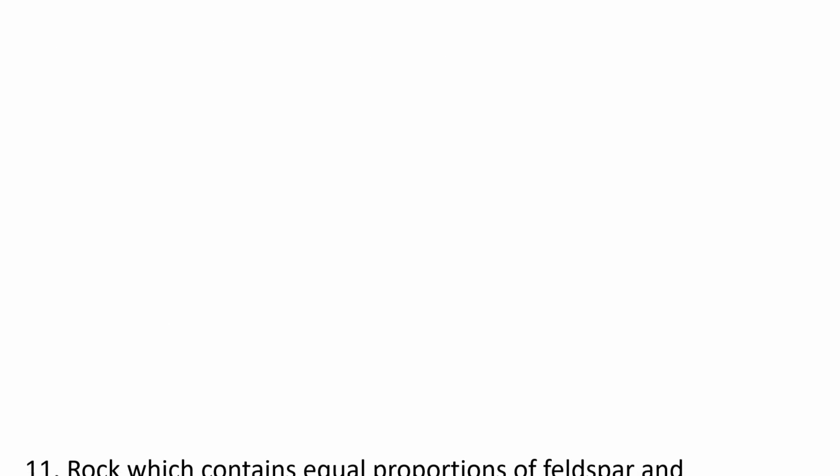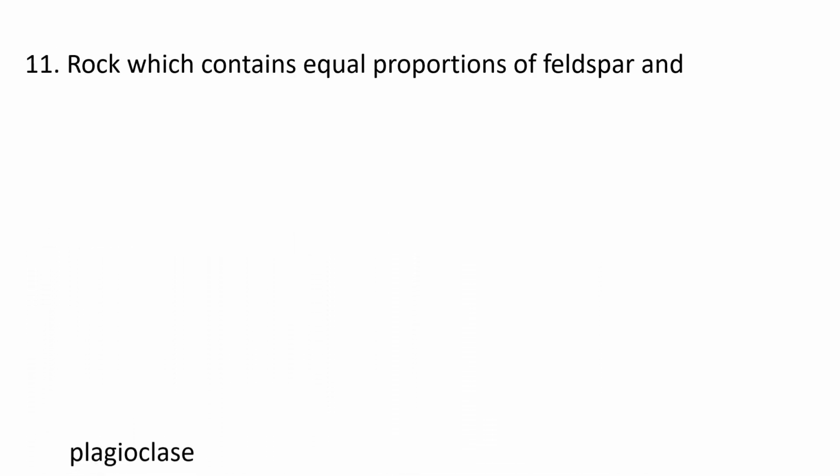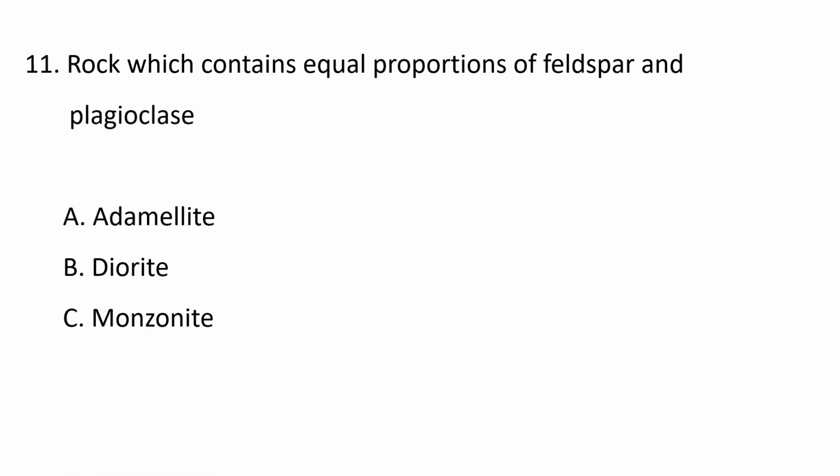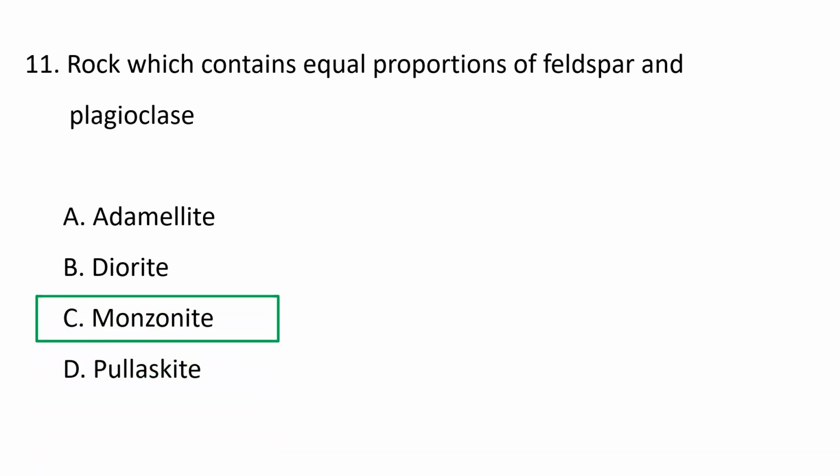Next question. Rock which contains equal proportions of alkali feldspar and plagioclase is known as A. Adamellite, B. Diorite, C. Monzonite, D. Pulaskite. So rock which contains equal proportions of feldspar and plagioclase is known as monzonite. Monzonite is a coarse-grained igneous rock, which means that it is formed by very slow cooling of the magma deep within the earth. So it contains equal proportions of feldspar and plagioclase.